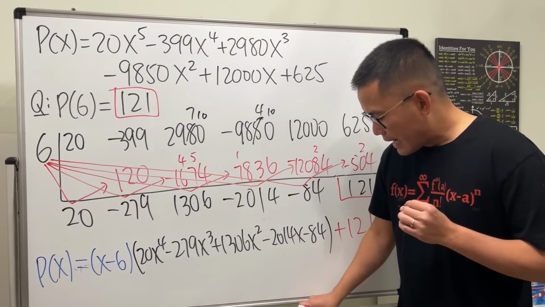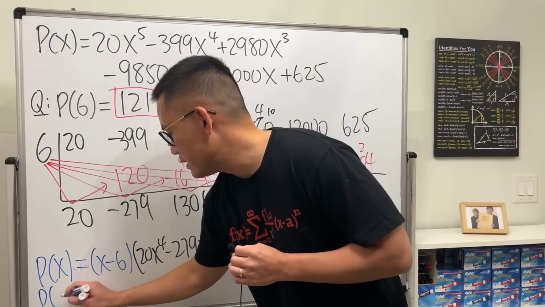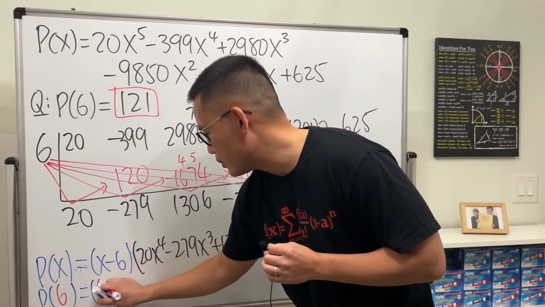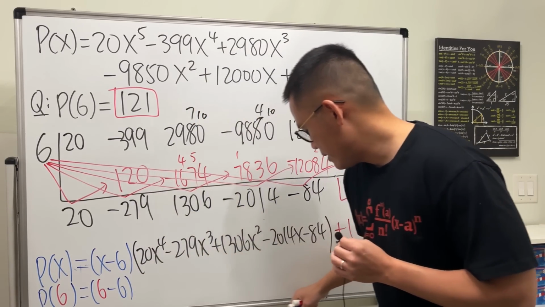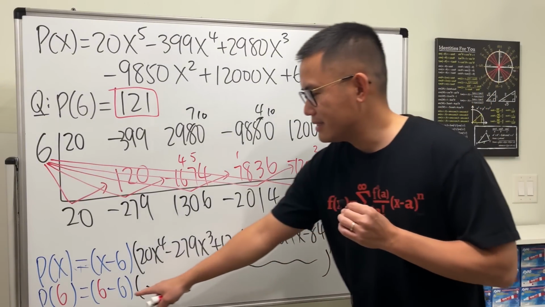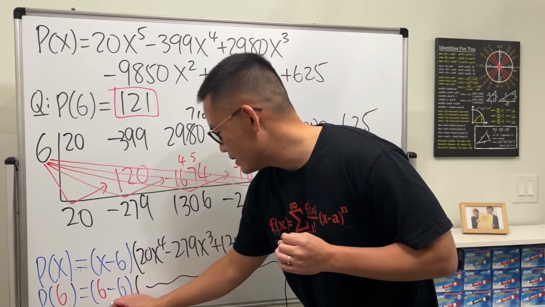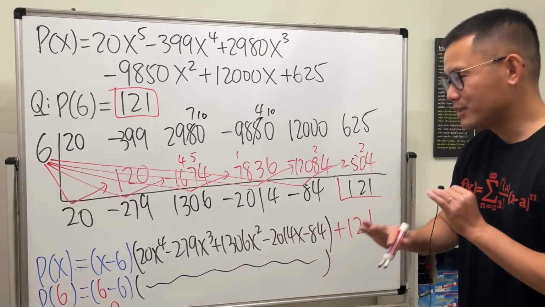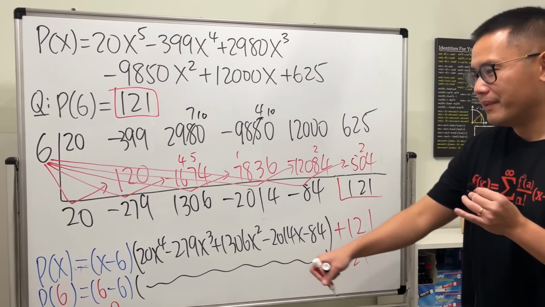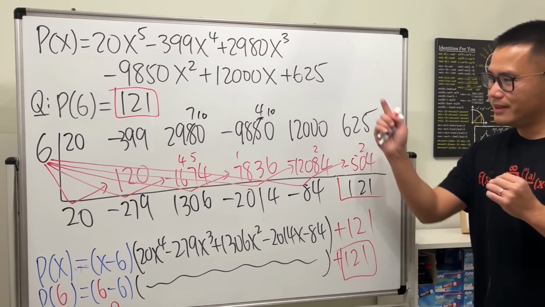Now, if I give you this form and then I ask you, hey, what's p of 6? Well, all we have to do is to plug in 6 into all the x's. And let me tell you, I don't even need to care about whatever this is anymore, because 6 minus 6 is just equal to 0. Right? So 0 times all that is just equal to 0. And then of course at the end, we have that 121. Therefore, p of 6 has to be just this, 121. And then we are done.